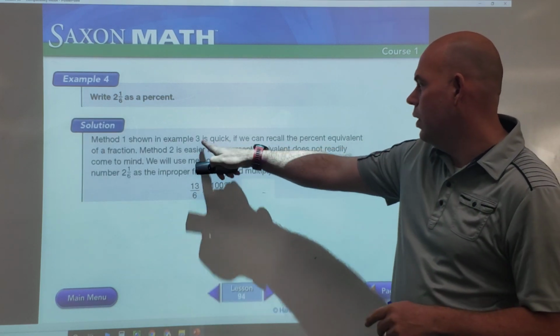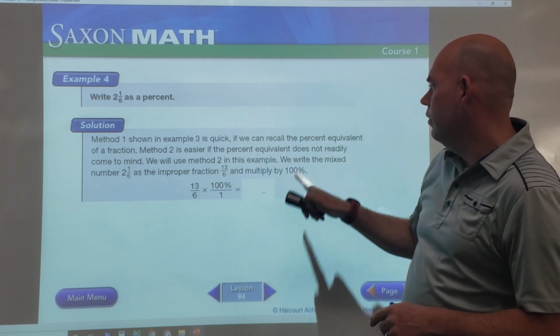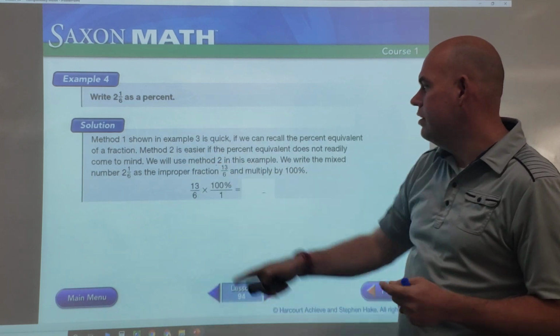Method 1 is quick if we can recall the equivalent percent. That's what I just said. So method 2 is easier in this case.